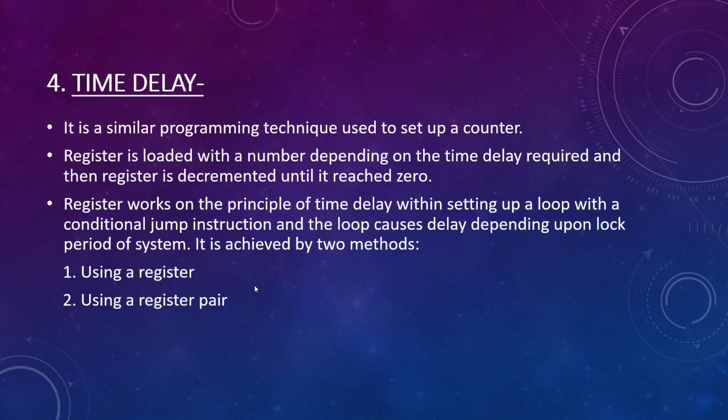Now we will come to the last section in the programming techniques in microprocessor, which is time delay. Delay is a similar programming technique used to set up a counter. A register is loaded with a number depending on the time delay required, and then the register is decremented until it reaches 0. It works on the principle of setting up a loop with conditional jump instructions, and the loop causes a delay depending upon the period of time. It is achieved by two methods, using a register or using a register pair.